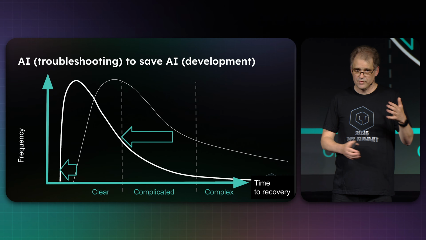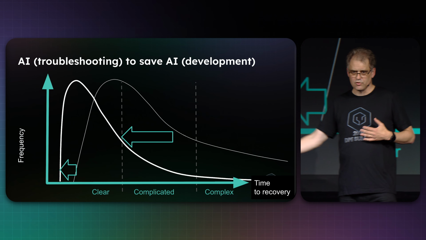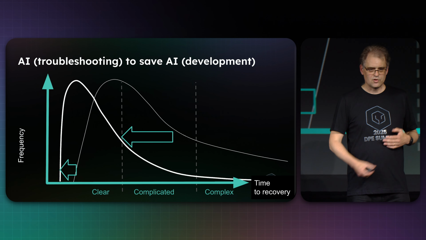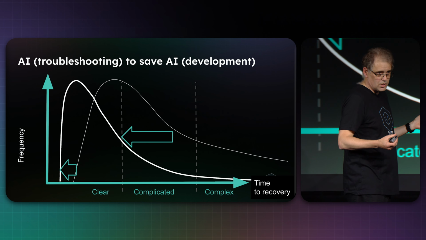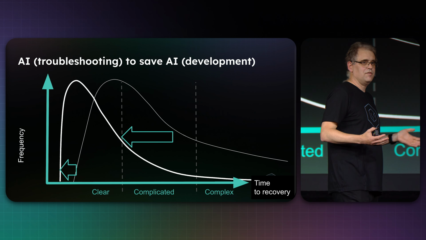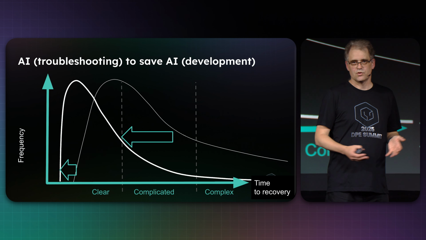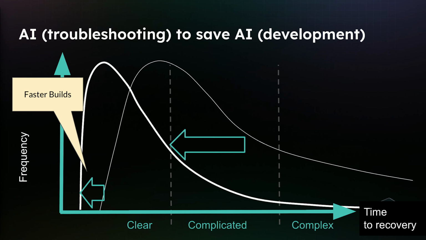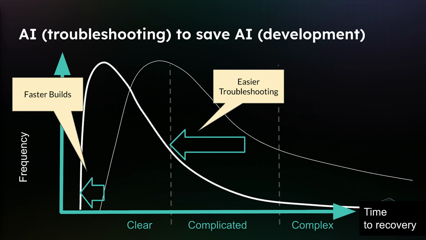We can tell them if something is actually happening on another branch, etc. And we can even say, look, a similar failure was fixed that way in the past. Maybe you can try to fix it the same way. So as I said, faster builds, easier troubleshooting.